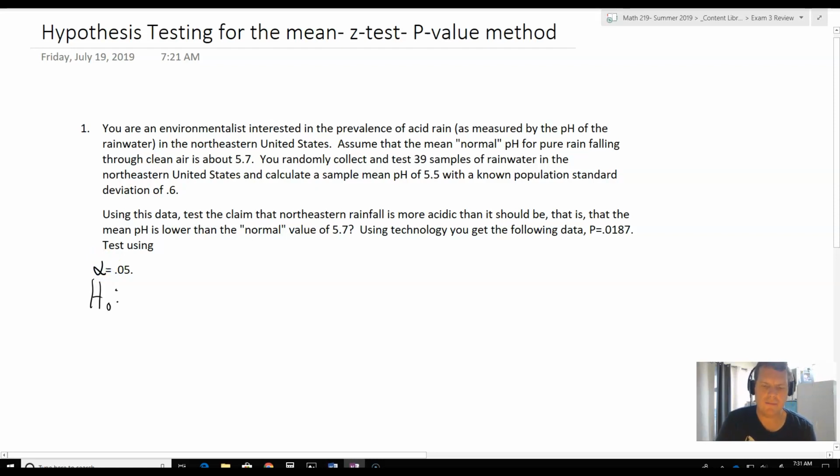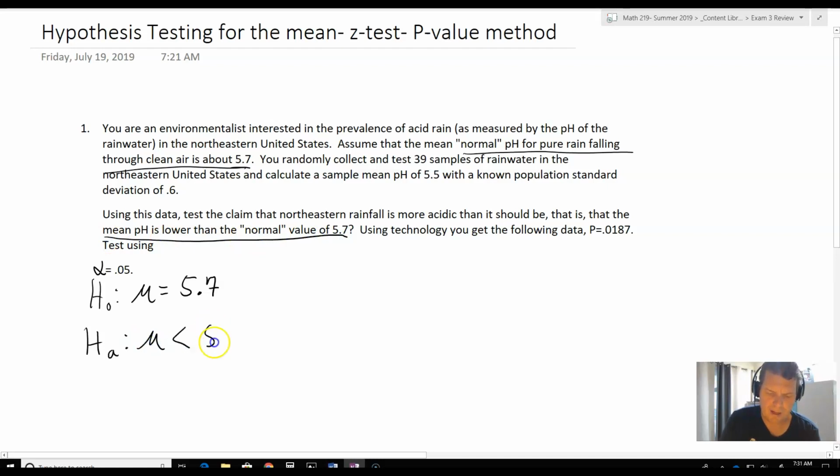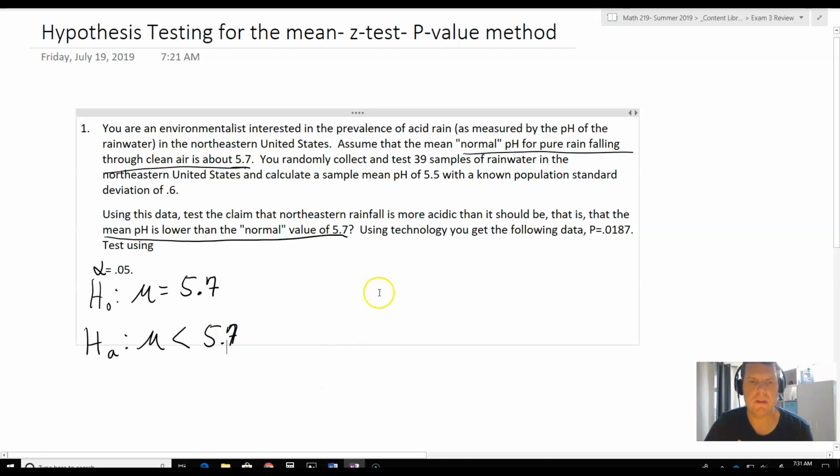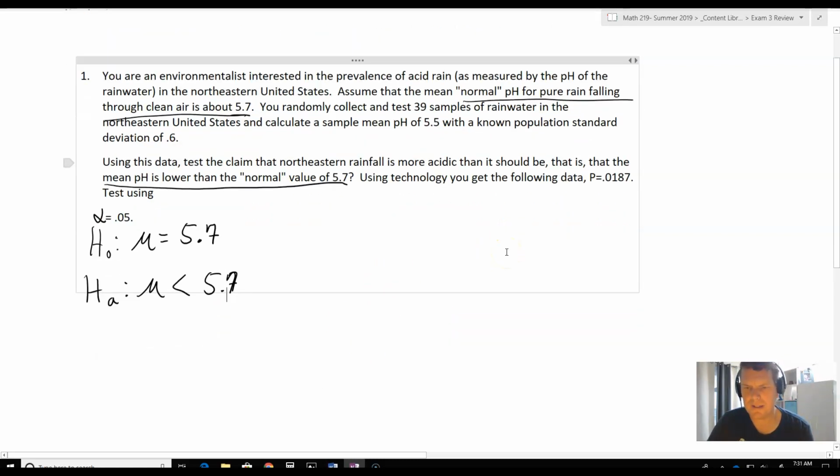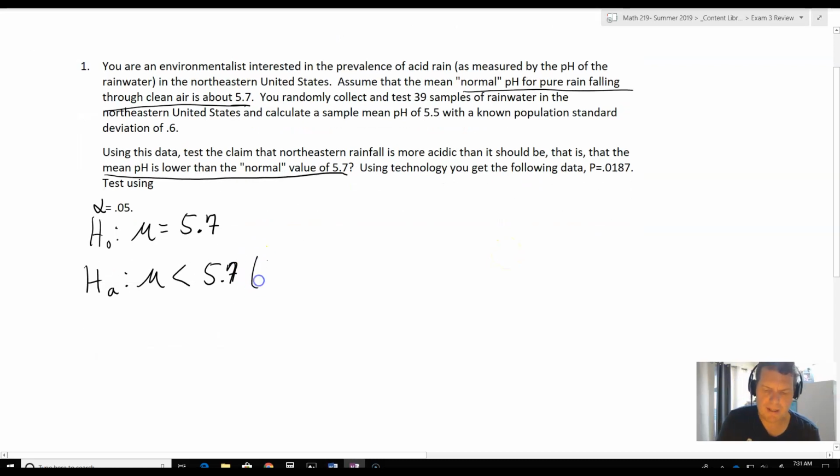So now my H naught is going to be this 5.7 because that is the normal pH for pure rain falling through clean air. So mu equals 5.7. Okay? HA, my alternative then, is going to be this information. It's lower than the normal value of 5.7. So mu is less than 5.7. Okay? So those are my null and my alternative hypothesis. This, by the way, is going to be a left tail test, right? Because it's going to be the less than.